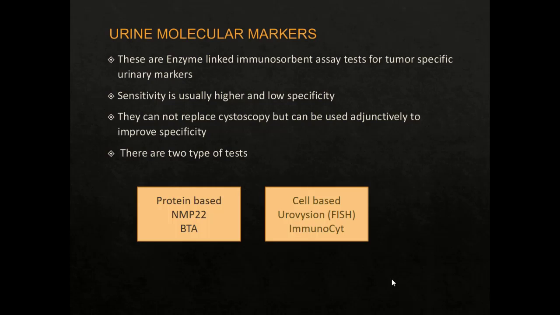Talking about the urinary molecular markers, these are the enzyme-linked immunosorbent assay tests for the tumor-specific urinary markers. They have sensitivity usually higher and again low specificity. They cannot replace cytology but can be used adjunctively to improve the specificity. Two types mostly: the protein-based tumor markers, nuclear matrix protein 22 and the BTA, bladder tumor associated antigen. Then the others are cell-based: the UroVysion, the FISH and ImmunoCyt.